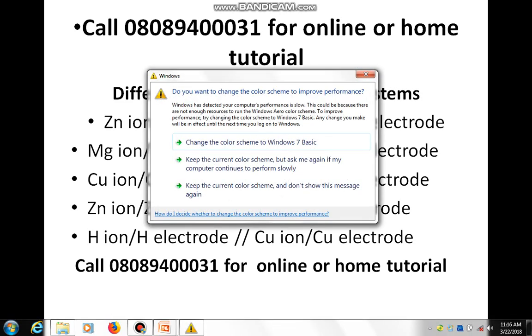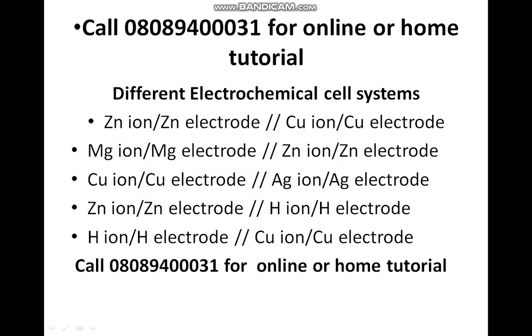How do we set up this electrochemical system? Zinc metal rod as electrode is dipped into solution of its salt, that is, solution of zinc tetraoxosulfate salt as electrolyte in one half cell. In the other half cell, copper metal rod as electrode is dipped into solution of its salt, that is, copper 2 tetraoxosulfate salt as electrolyte in another half cell.